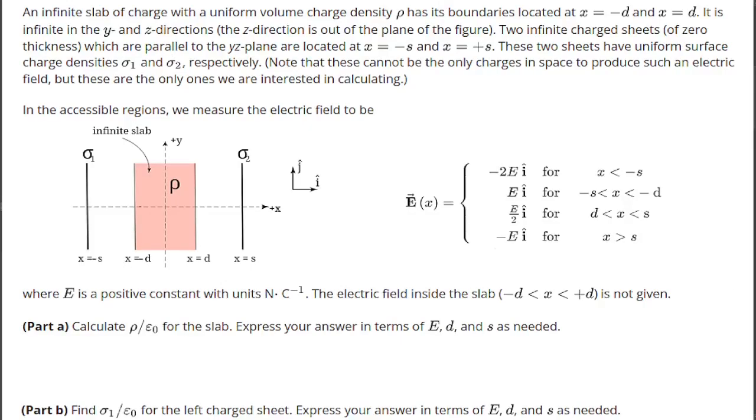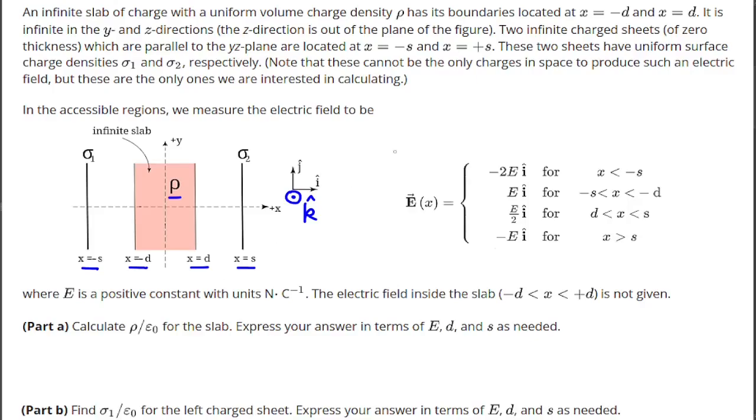An infinite slab of charge with a uniform volume charge density has its boundaries located at x equals minus d and x equals d. It's infinite in the y and z directions, with the z direction being out of the plane of the figure. Two infinite charge sheets of zero thickness, which are parallel to the yz plane, are located at x equals minus s and x equals s.